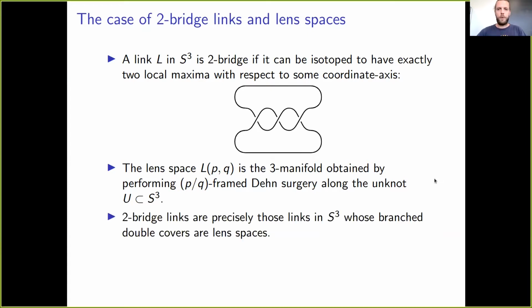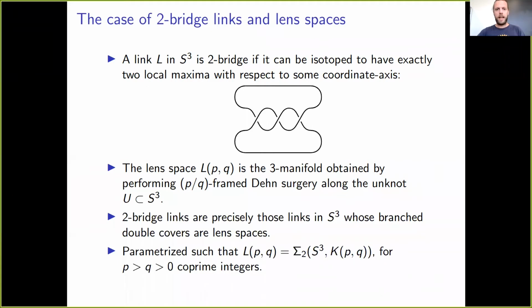And what's the connection between these two concepts? The point is that two-bridge links are precisely those links whose branched double covers are lens spaces. Both of these families, the family of lens spaces but also the family of two-bridge knots, are parameterized by pairs of coprime integers p and q, usually chosen in such a way that q lies between 0 and p. They're parameterized in such a way that L(p,q) is precisely the branched double cover of the 3-sphere branched along the two-bridge knot K(p,q). So there's a nice correspondence between these parameters.